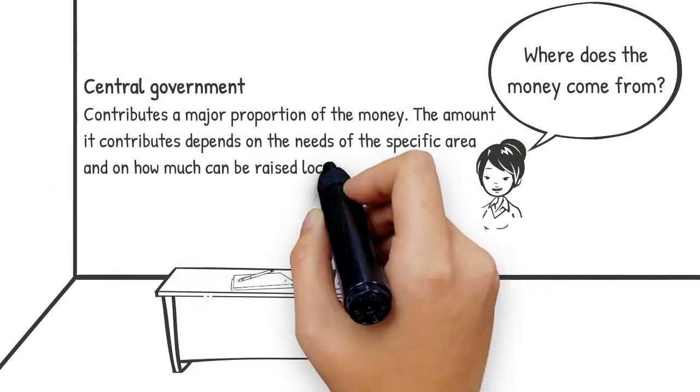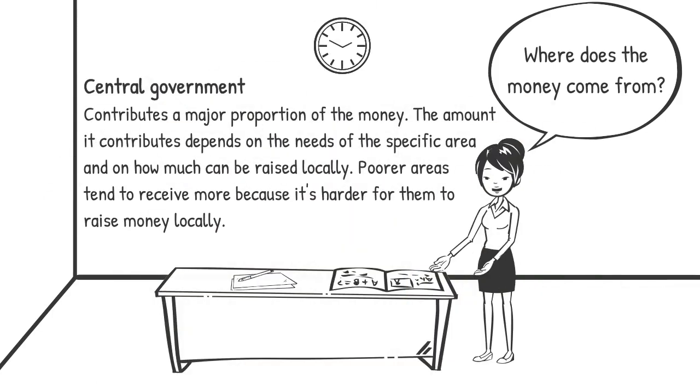Central government contributes a major proportion of the money. The amount it contributes depends on the needs of the specific area and on how much can be raised locally. Poorer areas tend to receive more because it's harder for them to raise money locally. If many people are unemployed, houses will tend to have a lower value, so the council tax will bring in a relatively small amount of money. Spending in these areas often needs to be greater because people who live there often need a lot of help from social services.